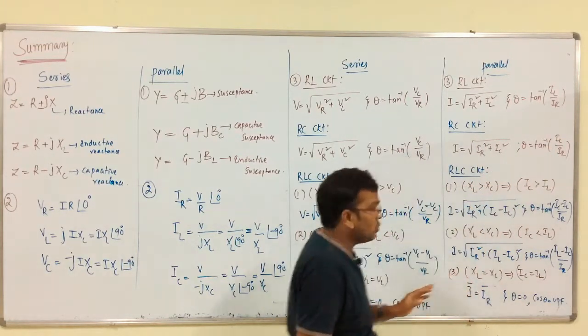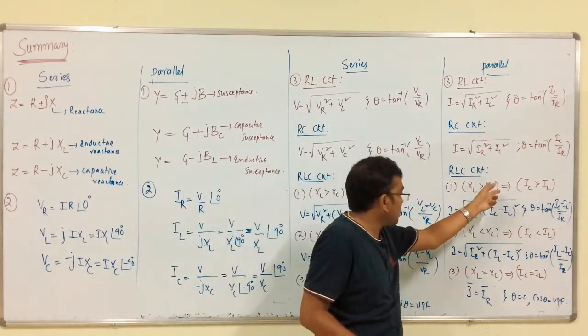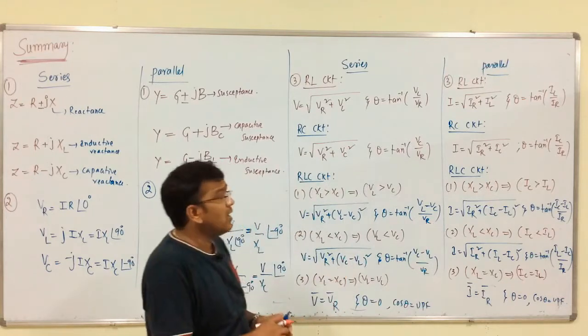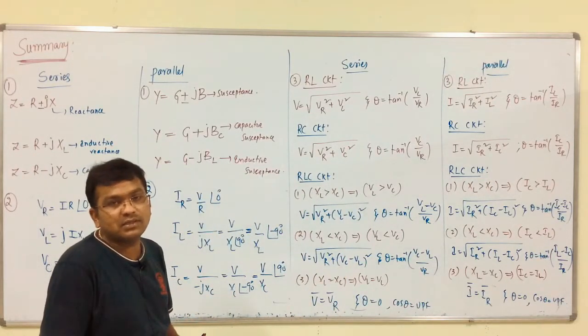In case of RLC circuits, we have 3 cases. In case of RLC parallel circuits, we also have 3 cases. Go through this. This table is very important for the calculation of numerical problems.